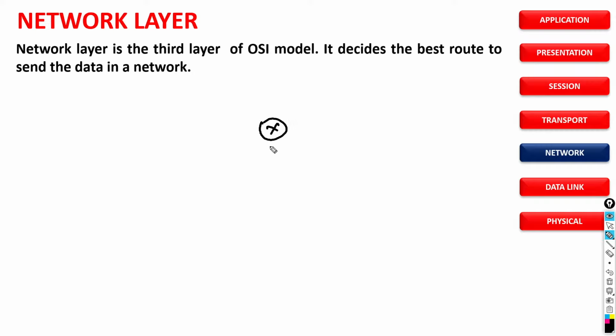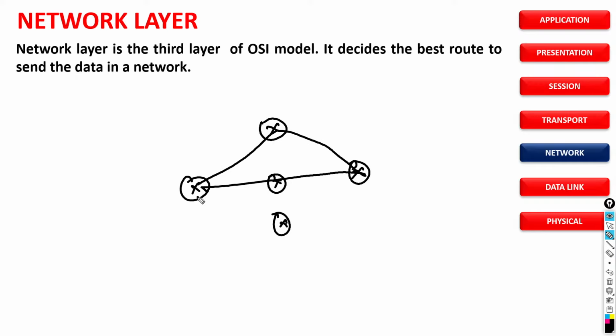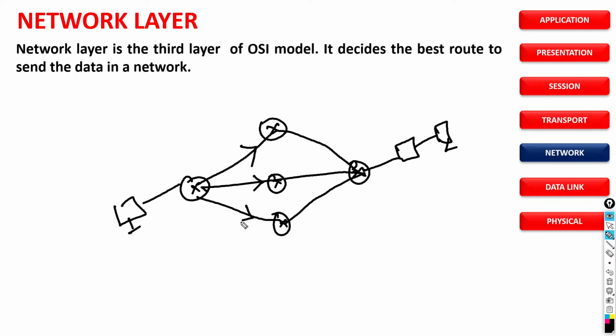For example, in a network, this is a router, this is a router, here we have a router, here we have a router, correct? And it is connected like this in a network. So there are multiple ways this PC can receive the data from PC number 1. Data can travel via this route, via this route, or via this route. But out of these 3 routes, which route is the best route? Who will decide? It is decided by the network layer of the OSI model. The network layer is the third layer of the OSI model. It decides the best route to send the data in a network. I hope you got my point.